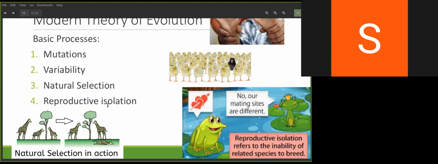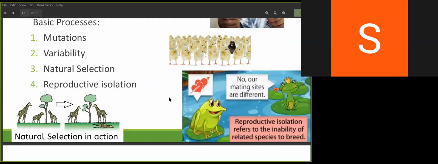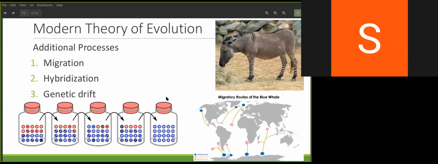That's how we can tell one species from another: if they are not able to reproduce naturally, or their offspring are sterile. If you cross a lion with a tiger, the offspring won't be able to have kids, so that's not the same species. We get that in nature because of reproductive isolation. I have a pretty drawing here. Since their mating sites are different, they can no longer reproduce. The definition I have here, which you can use, is that reproductive isolation refers to the inability of related species to breed, and because of that, they are going to evolve into different species.